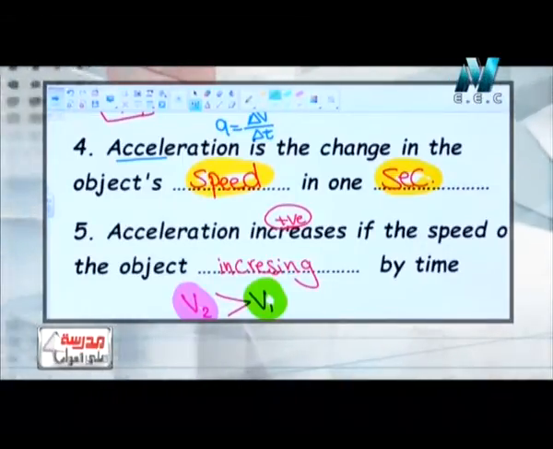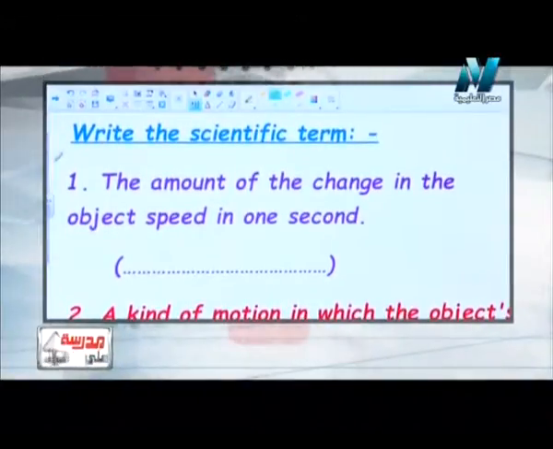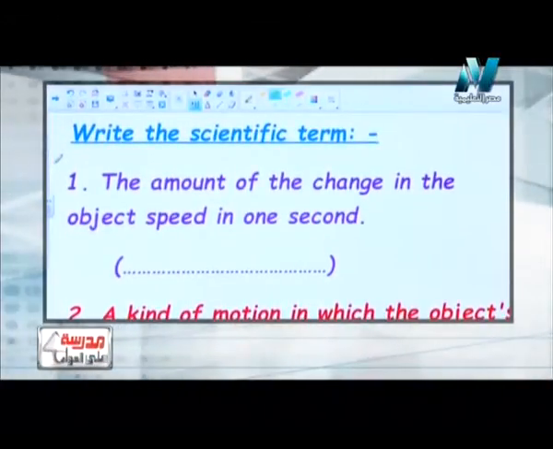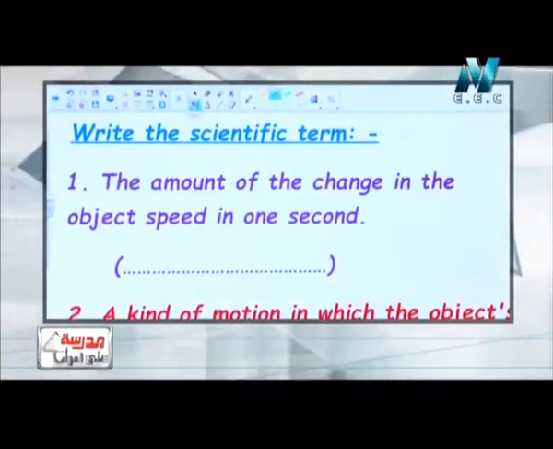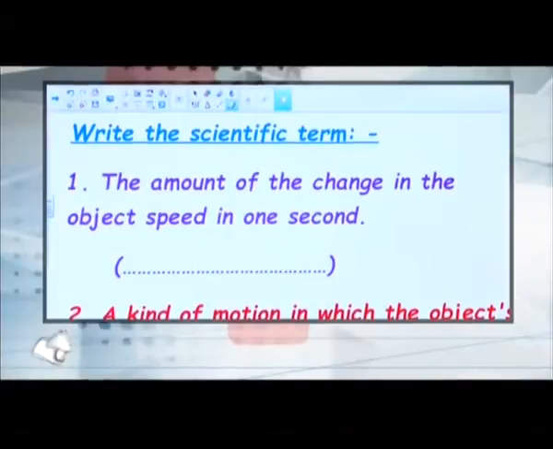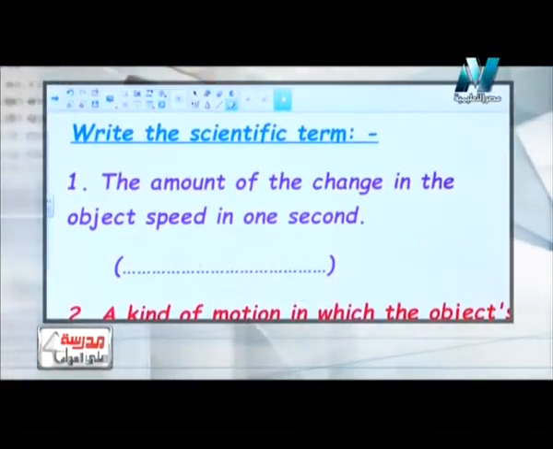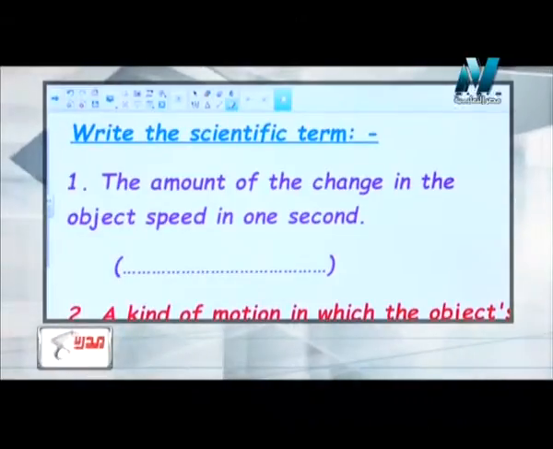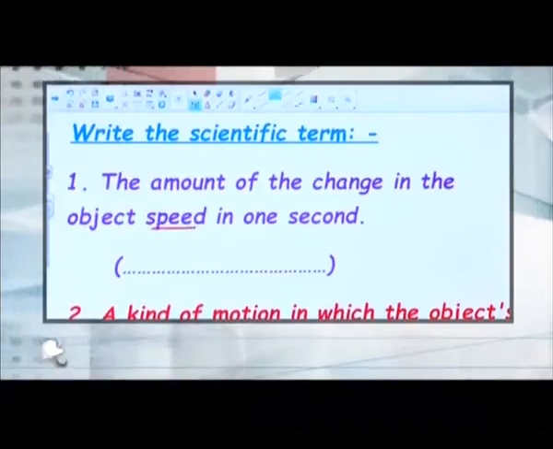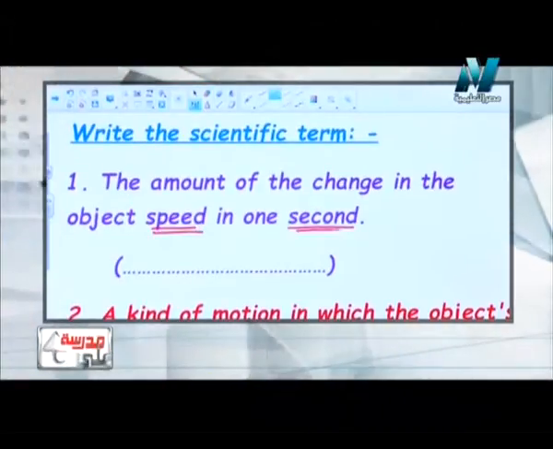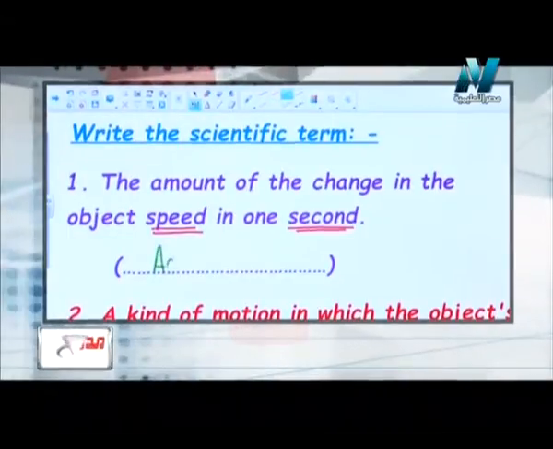Next one, write the scientific term. The amount of the change in the object speed in 1 second. What should we write here? Yes, we talk about speed and second time, so we talk about acceleration.